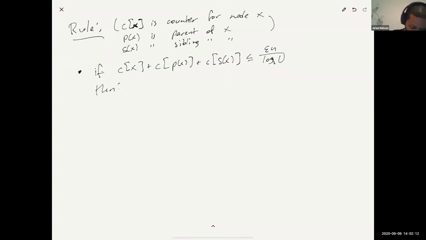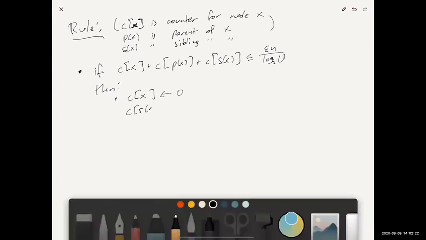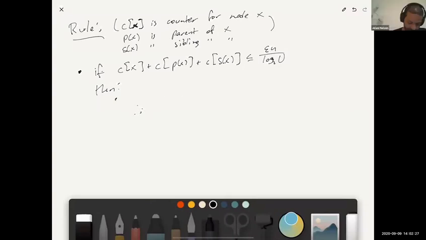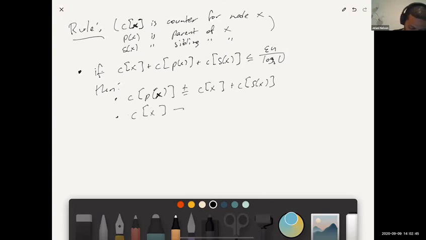then I'll set the counter of X to 0. Well, actually, I should do it in the other order, shouldn't I, if I want it to be correct. Basically, I'm just going to add the children to the parent. So I'm going to say that the counter of the parent gets incremented by the counter of X and the counter of its sibling. And then I'm going to set the counter of X to 0, and I'm going to set the counter of the sibling of X to 0.